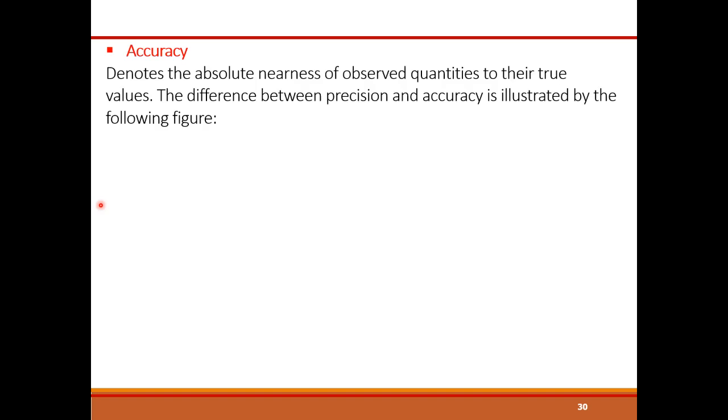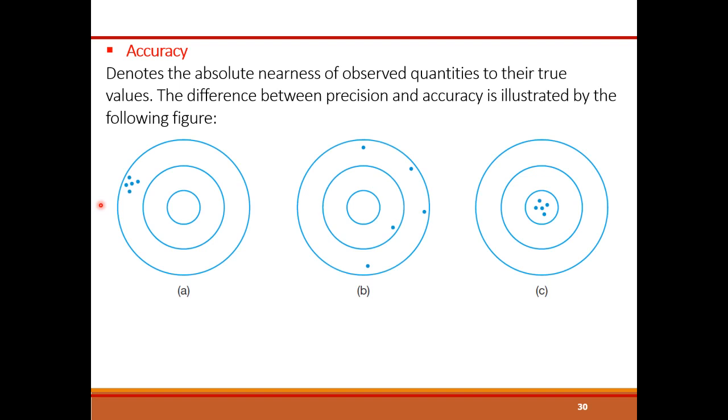Accuracy. It denotes the absolute nearness of observed quantities to their true values. The difference between precision and accuracy is illustrated best by the following figure. Just see this figure. There are three figures. The five dots are showing the sets of different observations. You are performing an experiment, and by performing these experiments, different readings in the form of results are taken. So these are the results or these are the readings. A set of five readings is shown here.